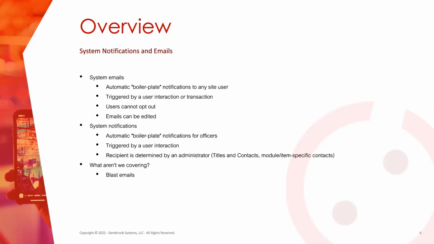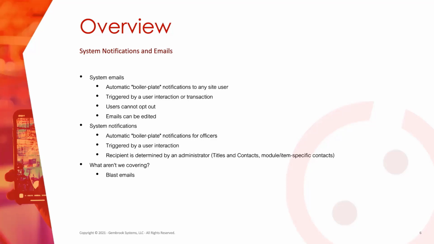Now, system notifications, slightly different, but a very similar concept. Those are automatic boilerplate notifications that get sent to your club and association officers. So when you think about the treasurer getting an email every time someone makes a payment, that would be a system notification. Or if you are the contact person for a survey, you might get an email when a survey is completed or when an ad hoc form is submitted.